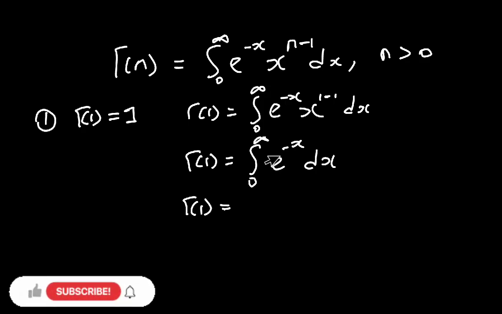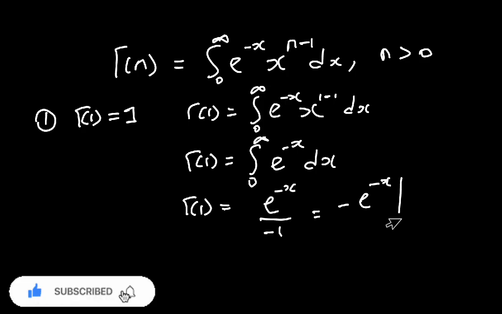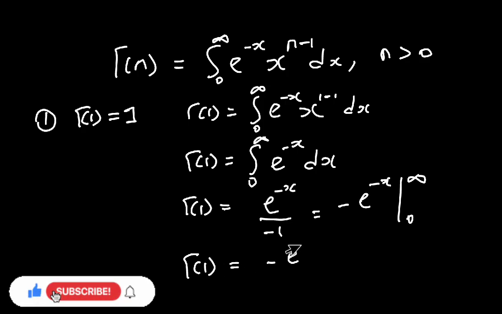So we have gamma 1 is equal to, now let's integrate this. If we integrate e to the power of negative x, we just have to rewrite it as e to the power of negative x and then divide by the derivative of the exponent. So here the exponent is negative x. If we differentiate negative x, we're going to get negative 1. So this becomes negative e raised to the power of negative x. So let's add the boundary conditions from 0 to infinity and then evaluate. So I have that gamma 1 is equal to negative e raised to the power of negative infinity minus negative e to the power of minus 0.